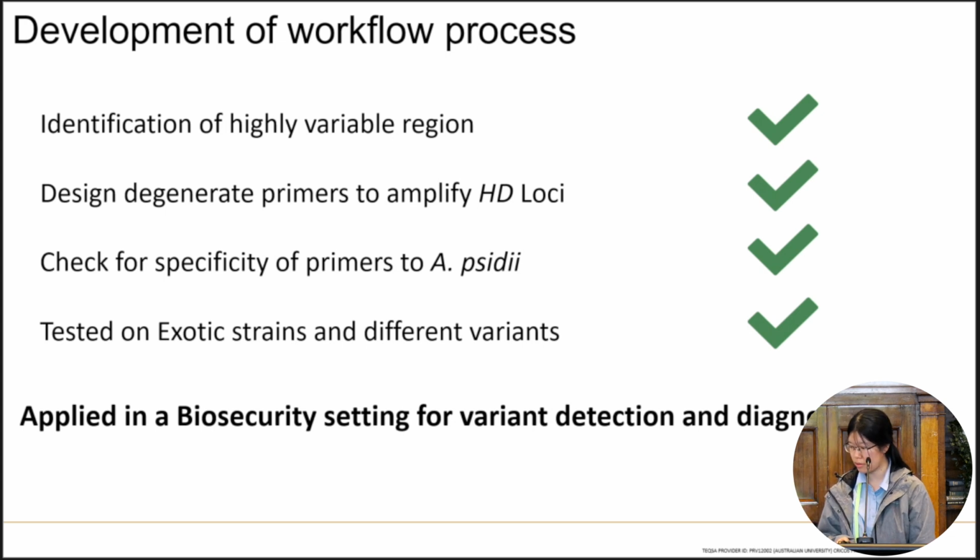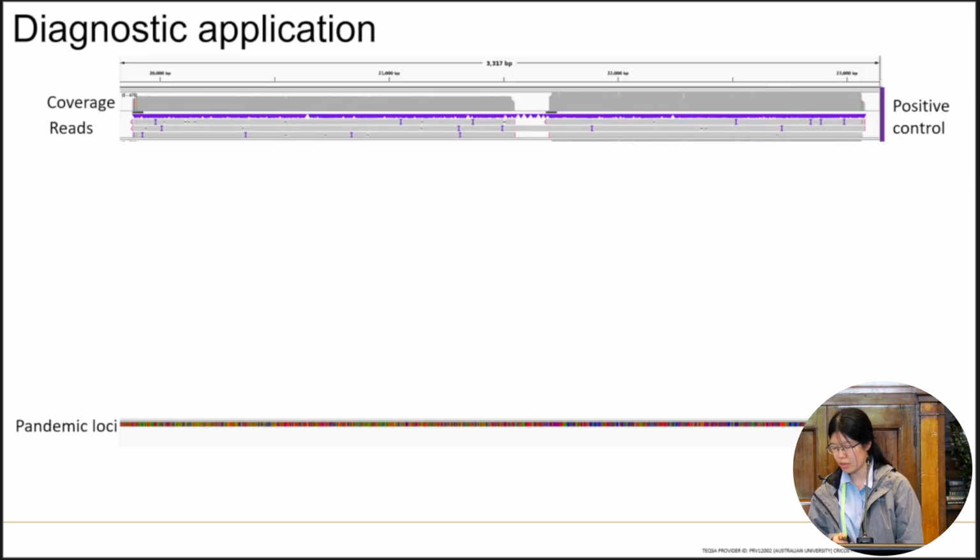And this is a case where we tried to diagnose the Austropuccinia psidii in the real world. First, this is the positive control. We amplified the HD loci in the pandemic strain and mapped to the reference genome. The grey block in the graph is the coverage, and we didn't find any SNPs. So yeah, the positive control is assessed.